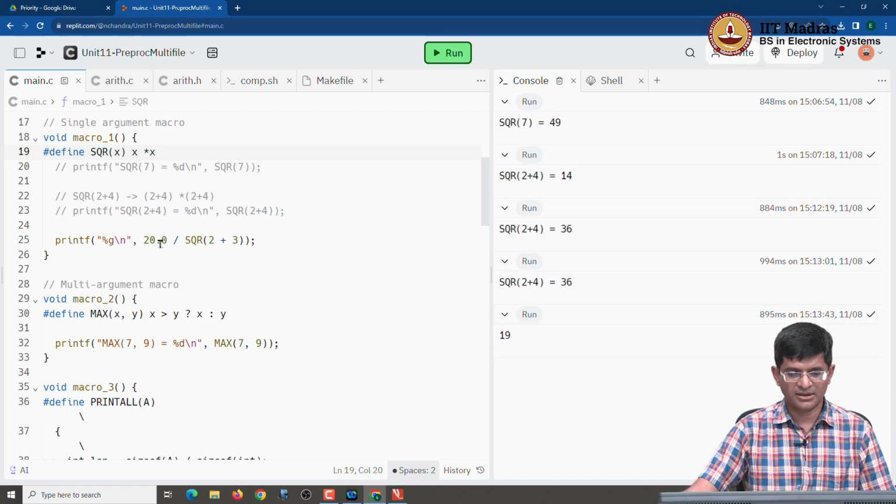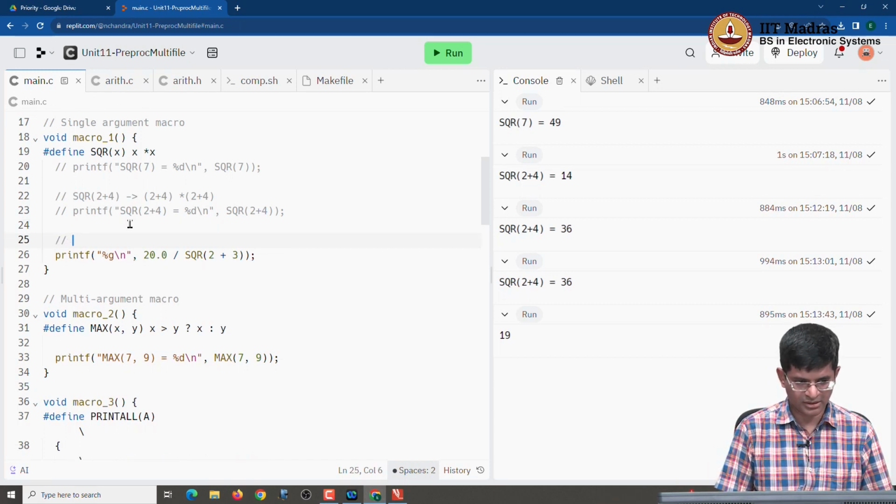And you can see that what I expect is that 2 plus 3 is 5, the square of 5 should be 25, so 20 divided by 25 should have given me the answer 0.8. And of course I am printing it with a %g over here, so yes, I do expect to see 0.8 as a decimal value. Instead I see 19. So what happened?